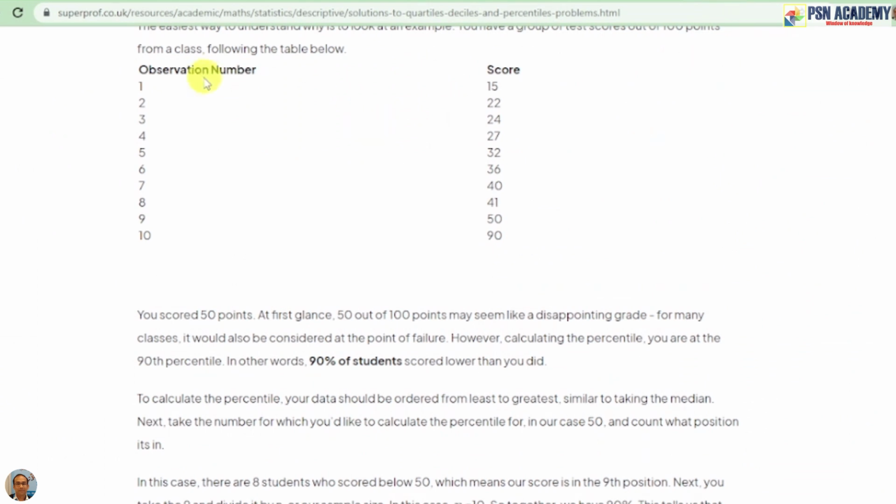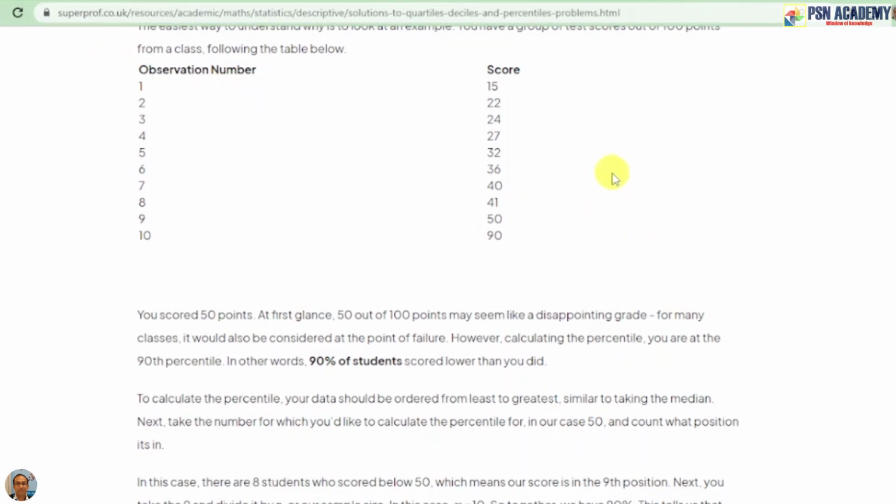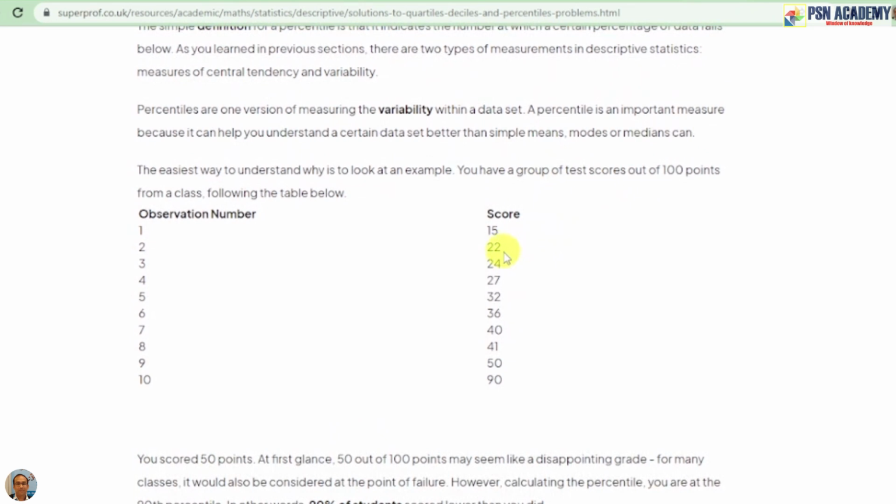This one is from the website superprof.co.uk. I found these websites by searching in the Google engine. I just wrote the term that median is equal to 50th percentile, and Google suggested these websites. Here you see the example they are following. What are percentiles? I will give that link below in the description. You see that they have taken 10 scores and arranged the scores in ascending order.